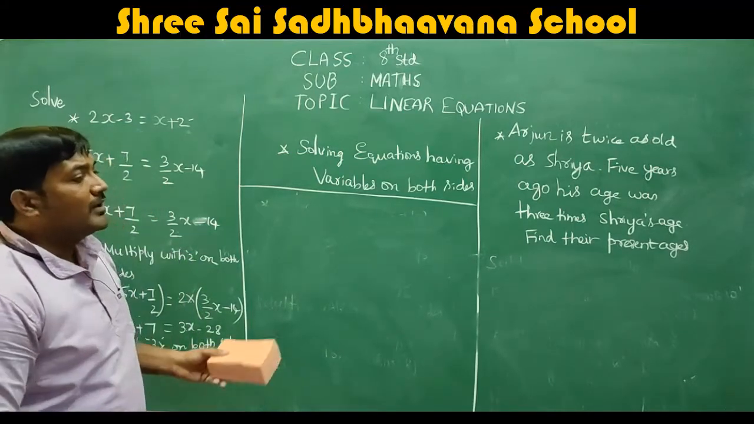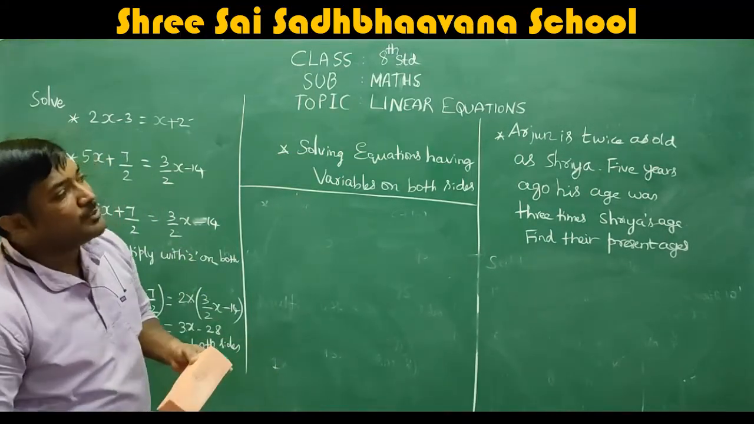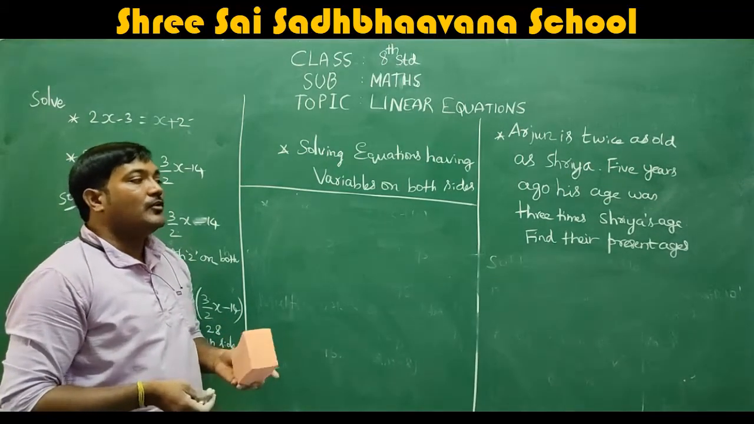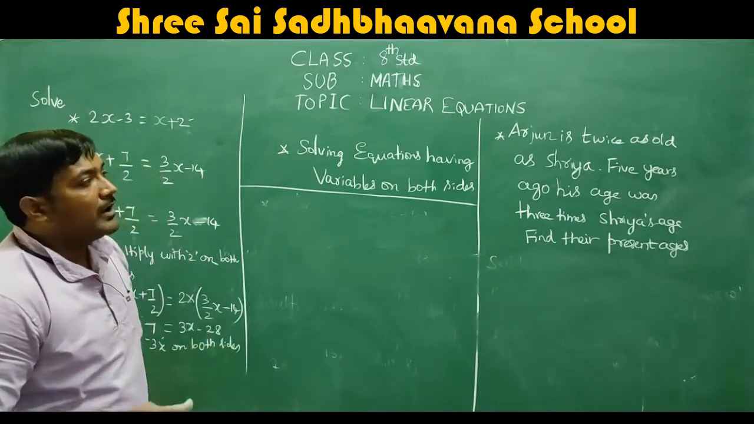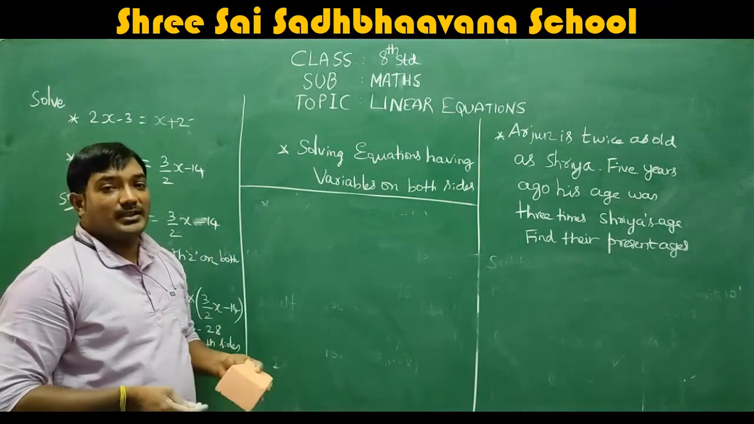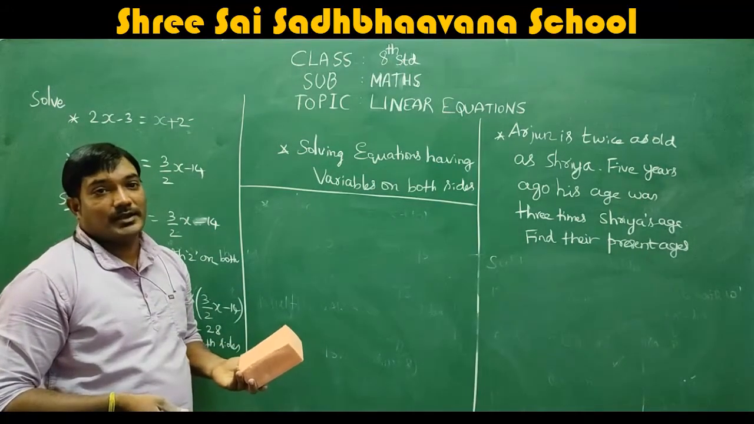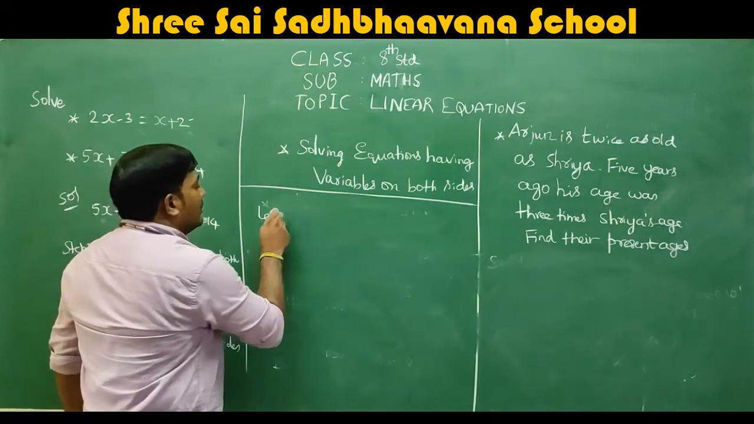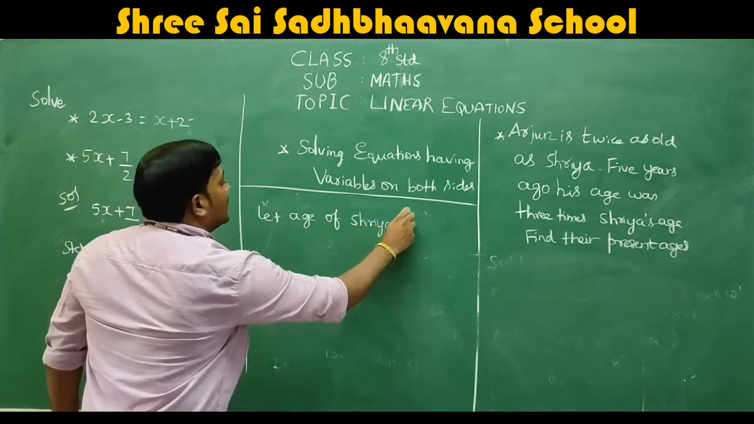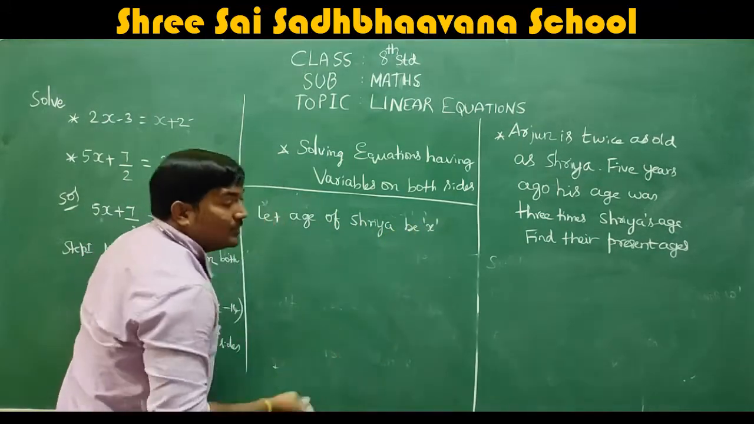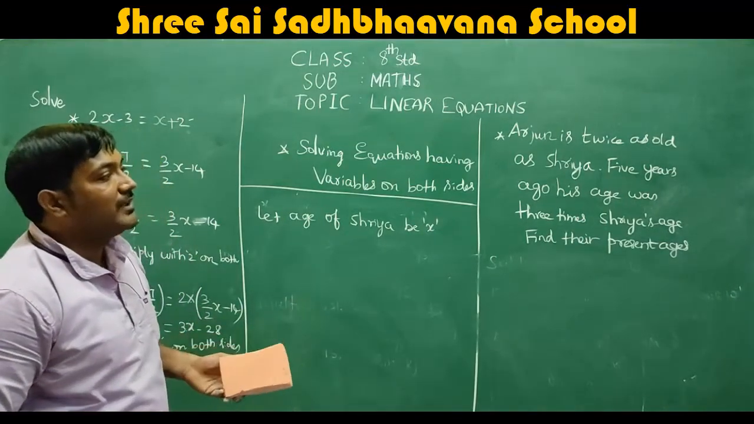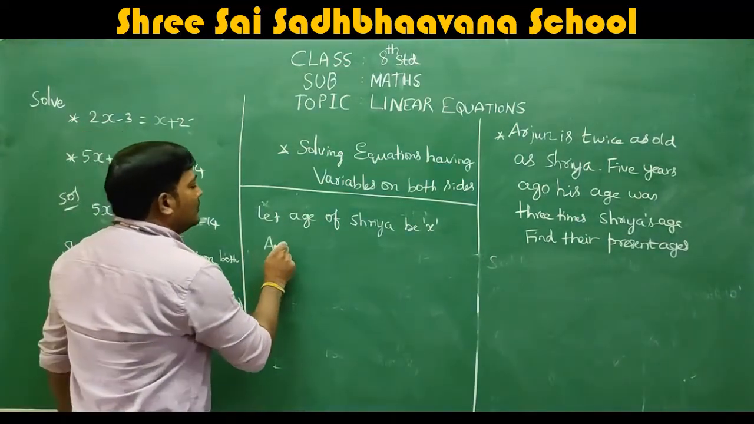Okay. So what is unknown in this case? Arjun is twice as old as Shriya. 5 years ago, his age was 3 times Shriya's age. Find their present ages. Arjun is twice as old as Shriya. It means Arjun's age is linked with Shriya's age. Correct. So let age of Shriya be x. Okay, I'll assume the age of Shriya as x. So if I assume the age of Shriya as x, what will be Arjun's age?